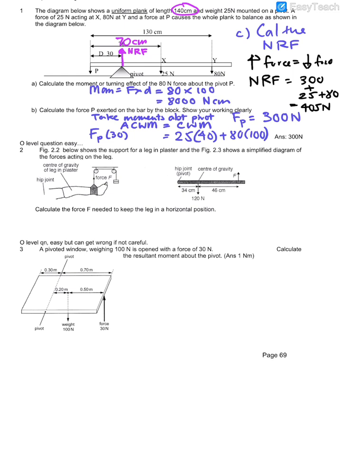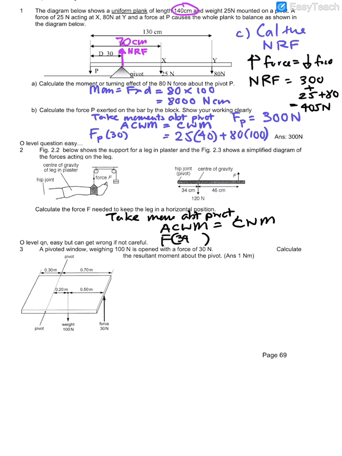Question 2. Write down. Tell me what to write. Take moments about the pivot. I encourage you to do it in the exam, because it makes more sense to your working, and you are less likely to go wrong. Which is the anti-clockwise? The anti-clockwise is the force. On the left side, F times 34 plus 80. Very good.